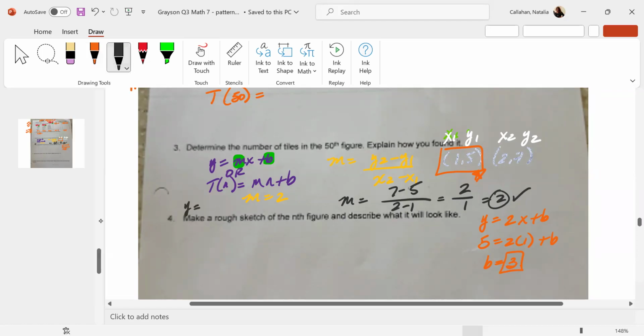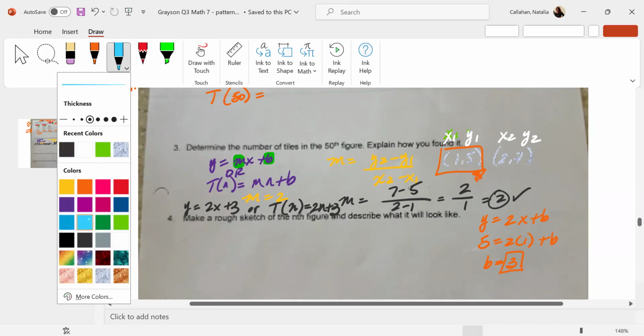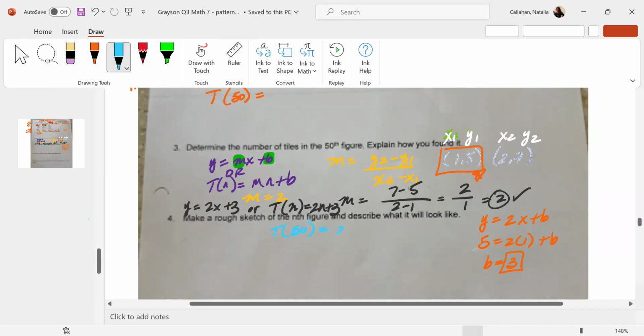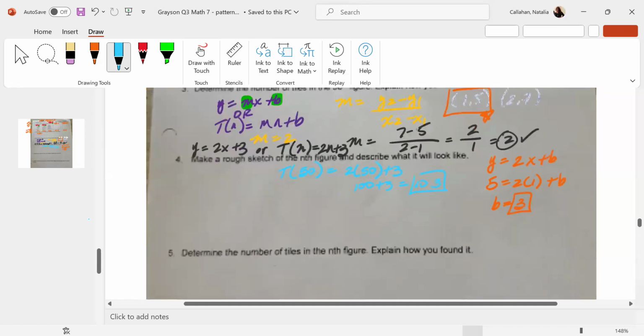So then there's your equation: y equals 2x plus 3, or T of n is equal to 2n plus 3, right? Since you're finding T of 50, that's 2 times 50 plus 3, which is 100 plus 3, which is 103 tiles. That is your answer. Make a rough sketch of the nth figure and describe what it will look like. Well, the nth figure is just n, which can be any number, right?